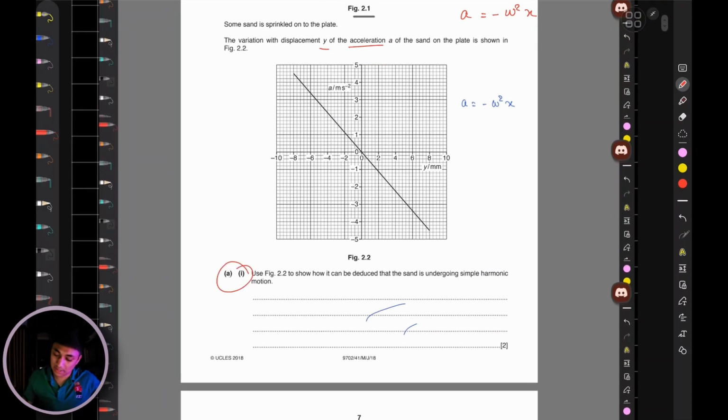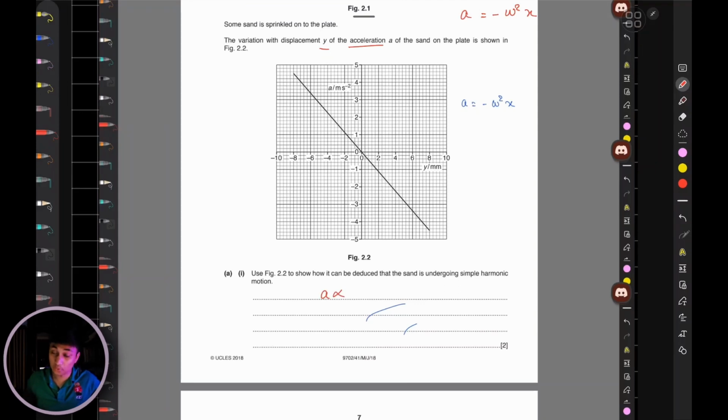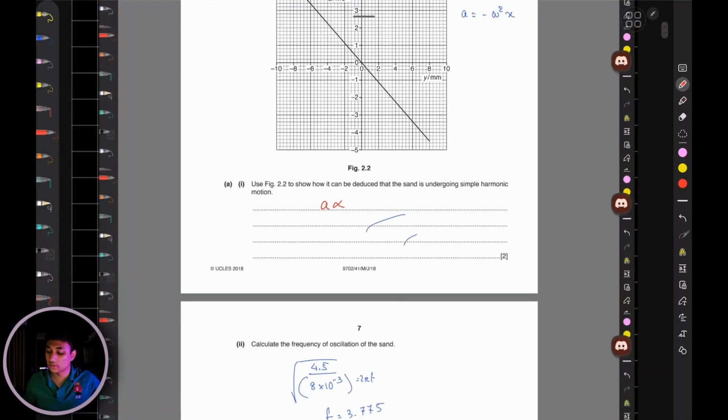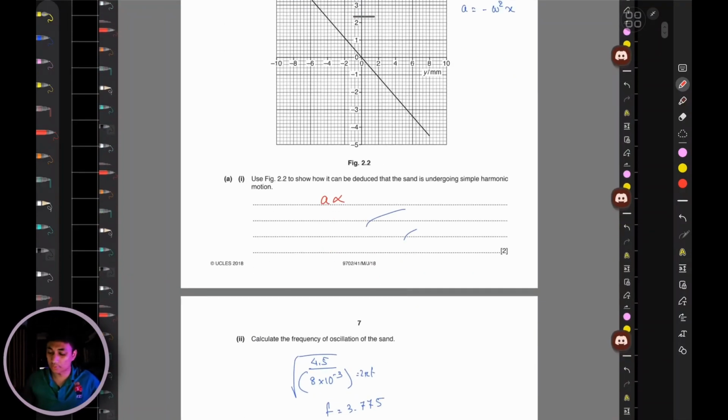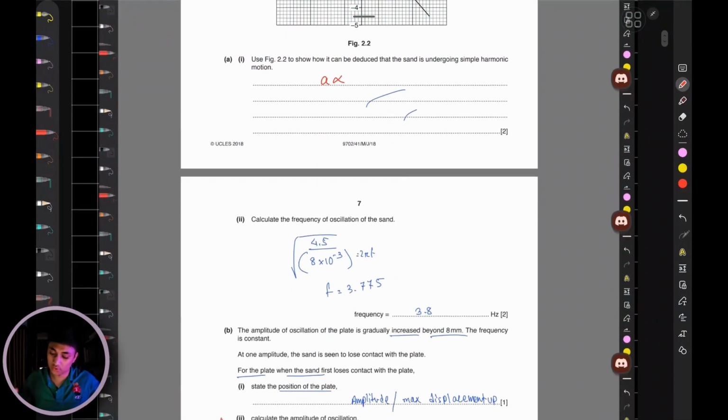And while answering a part 1, that is show that it can be deduced that the sand is undergoing simple harmonic motion, those two things you're going to talk about, that acceleration is proportional to displacement and the gradient of this graph is negative. Hence, acceleration is opposite to the displacement. Okay, so those two things you're going to talk about in this question and you'll get 2 marks. Fair enough.